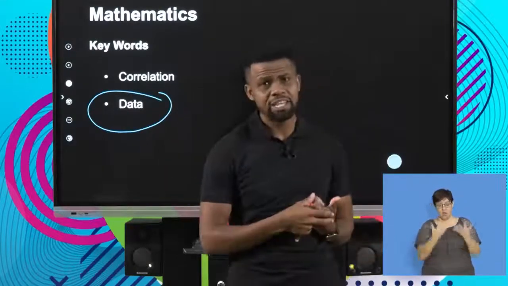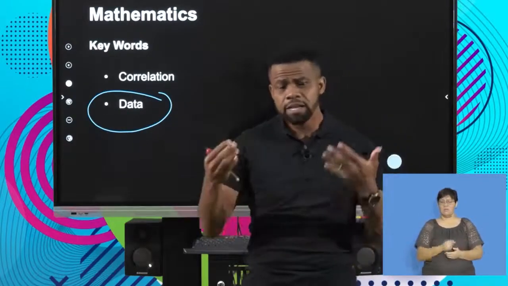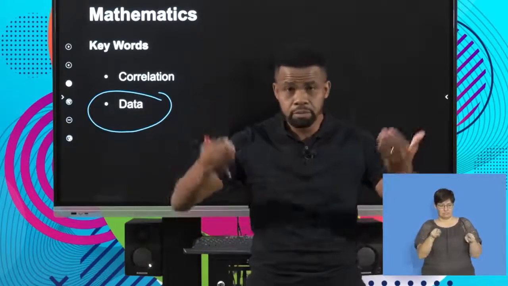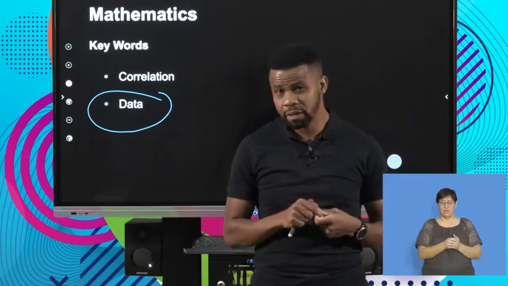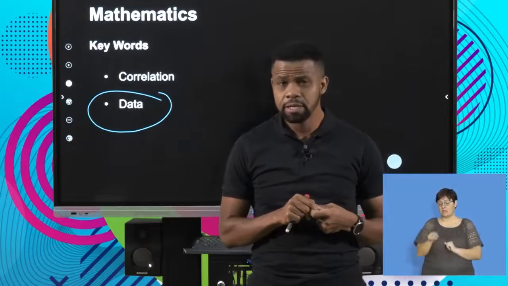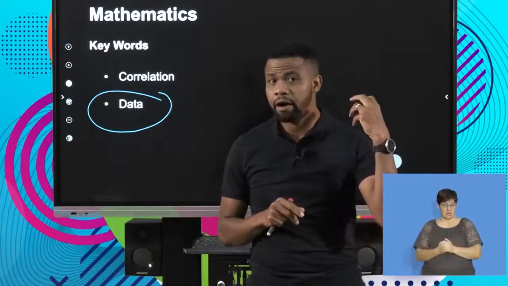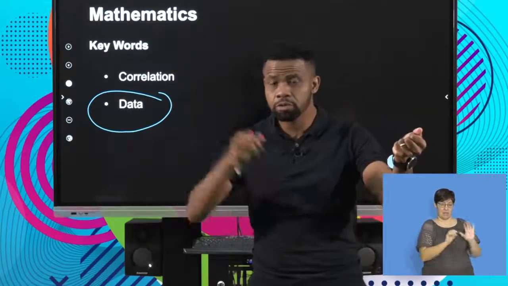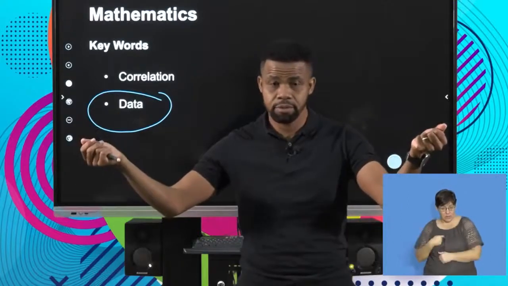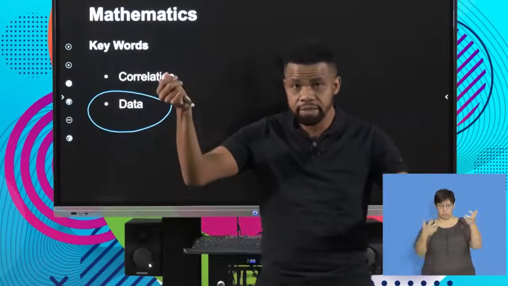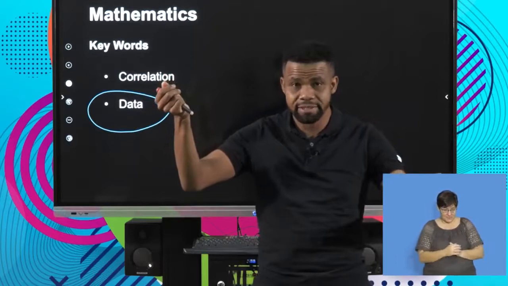But correlation talks about 2 variables. I can talk about your maths marks and science marks. Does it mean if I get a good maths mark, I'll do well in science? Do those 2 things move together? Does that make sense?